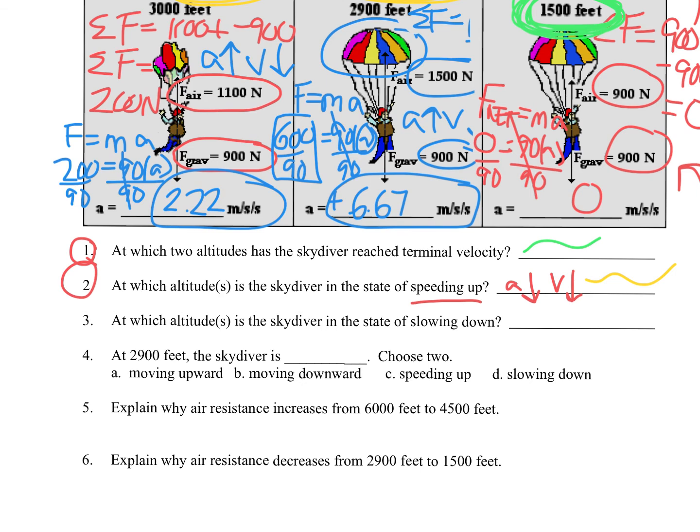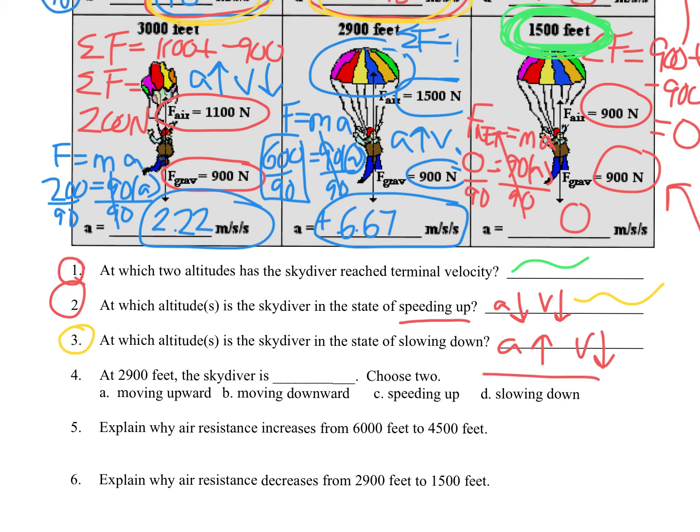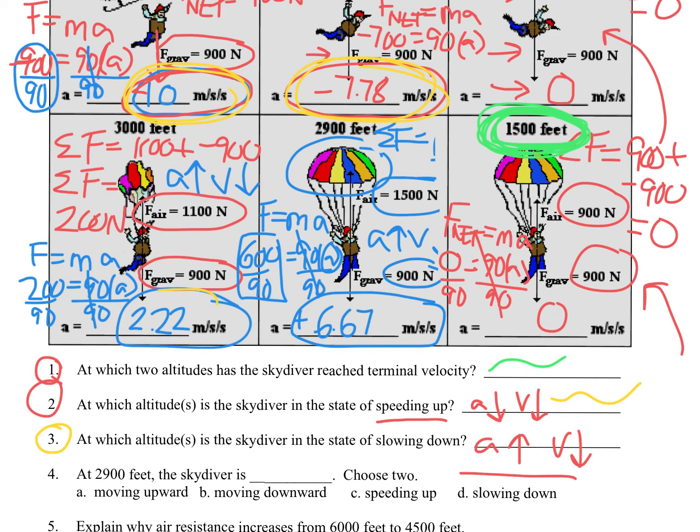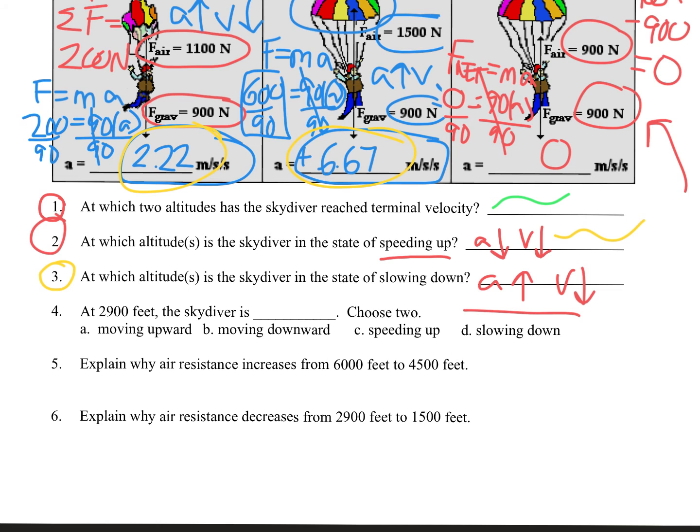If we take a look at question number 3, at which altitude is the skydiver in a state of slowing down? If we are slowing down, that means that acceleration was up while velocity was down. Remember, your velocity is down the whole time. You're falling the whole time. You never float up or anything. You're always dropping. But acceleration changes when you open up that parachute because now acceleration is working against you. So let's look at where the accelerations were positive. And it looks like here and here is where they're positive. So at 3,000 feet and 2,900 feet, looks like when you could answer that question for number 3.